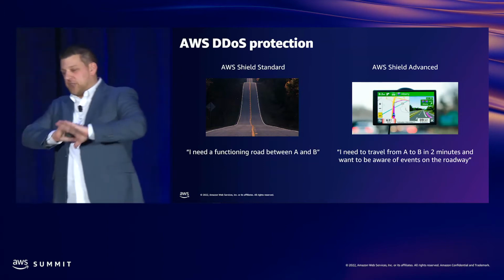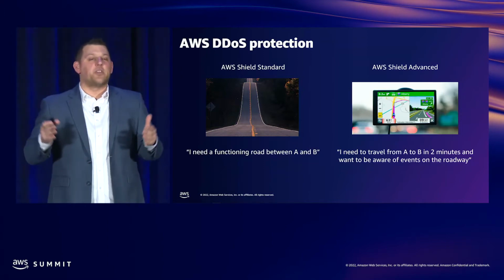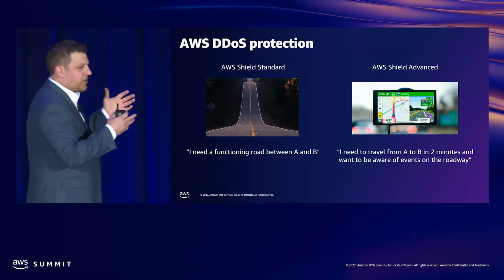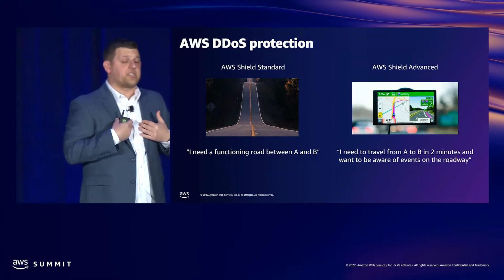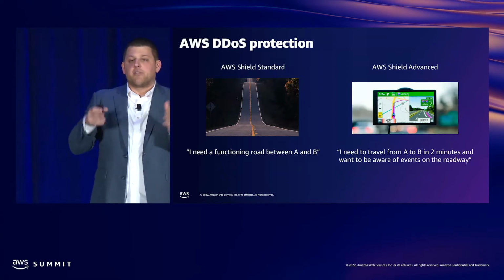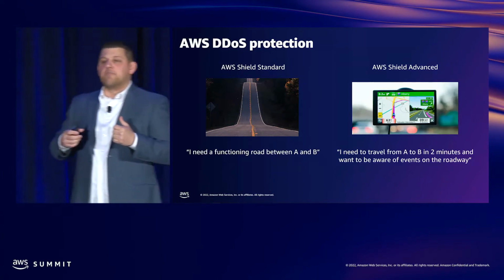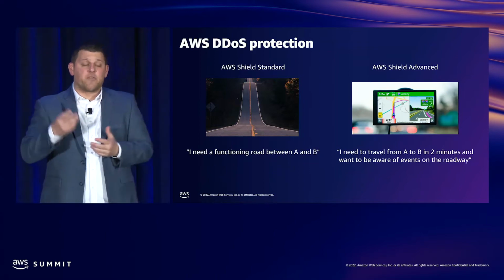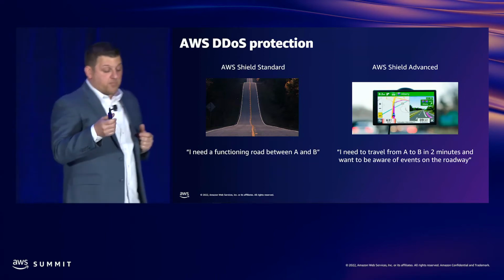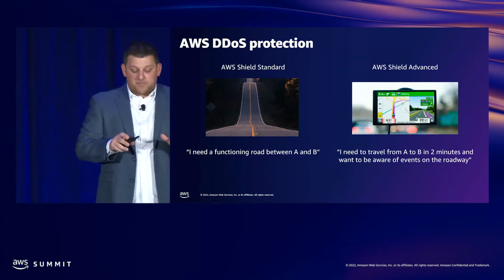Shield Standard is like the road that's out there. It's working in the background. There's nothing you need to configure. As you use resources in AWS's cloud, Shield Standard is working in the background. If, for mission critical applications, you need visibility and you need to be able to configure a few different pieces of Shield Advanced that we'll talk about later, then that's where Shield Advanced comes in.